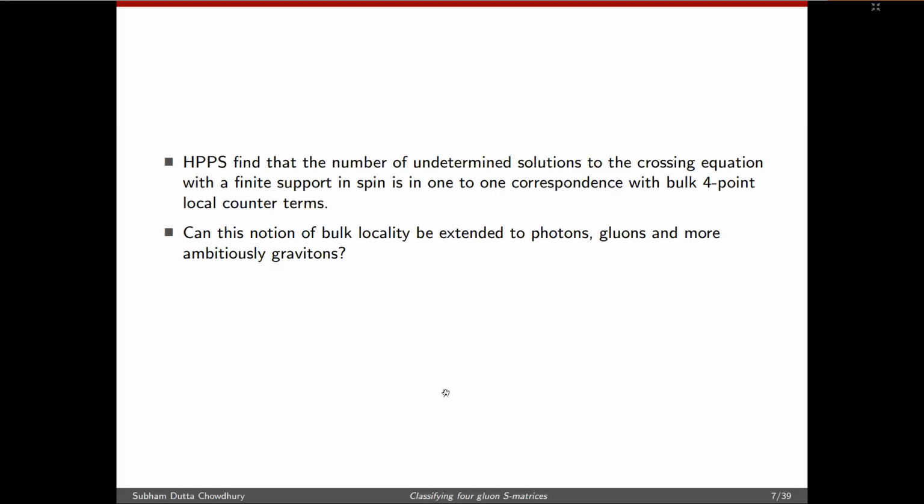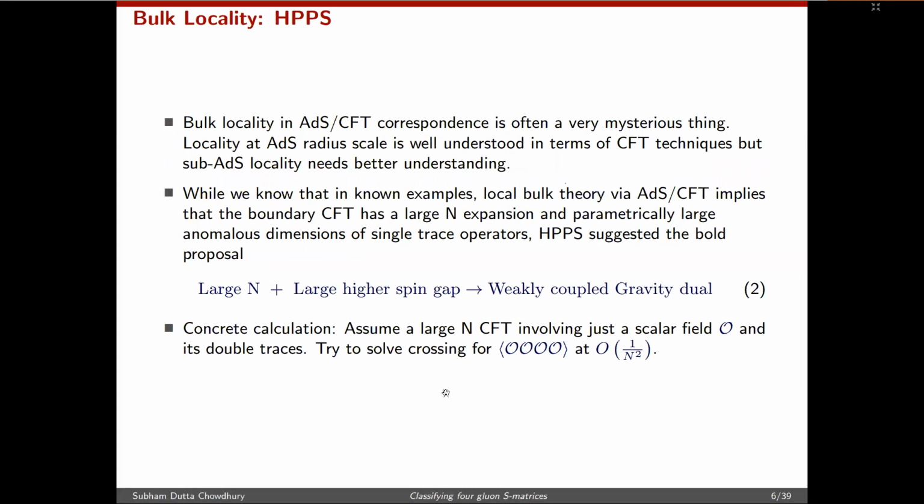All right. Can I ask a question? Yes. I'm not very familiar with this terminology, but what does sub-AdS locality mean? It means in the bulk, you are not in the boundary. You are, say, near the center of AdS. I see. Okay. That's what is meant by sub-AdS locality. Okay. Thanks.